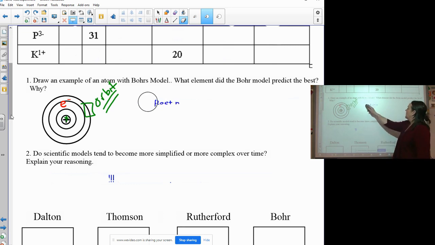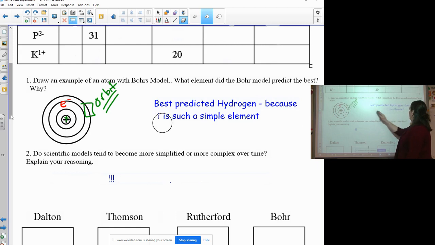And it worked best for hydrogen because hydrogen was such a simple element. You had one proton, one electron. It's not very hard to predict where that's going to go. Okay. Another question, do scientific models tend to become more simplified or more complex over time?